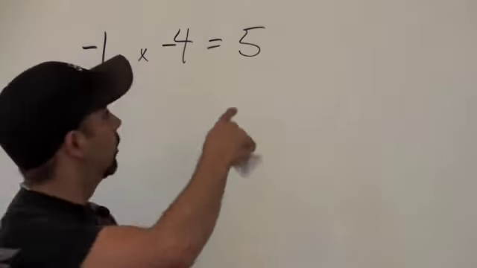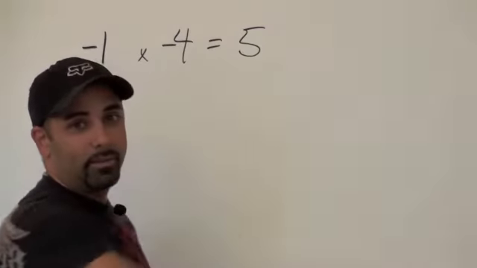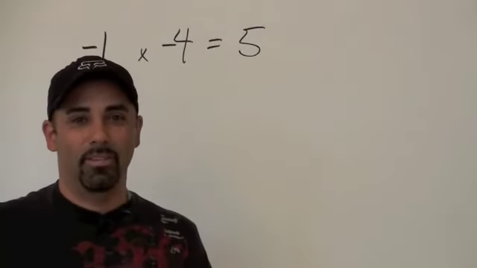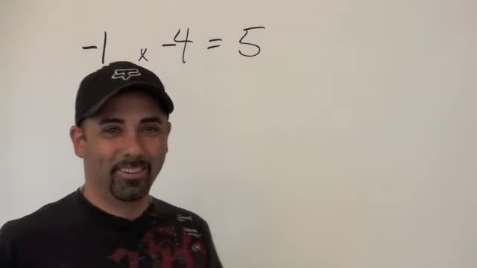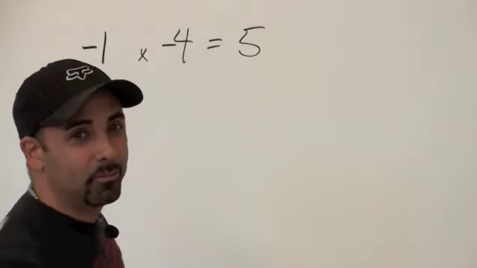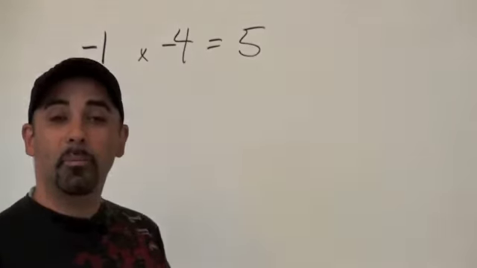I didn't even talk about this. Negative times negative equals positive. Even in math, negatives make positives. So turn them into positives. Throw a couple of them together and turn them into a big positive.